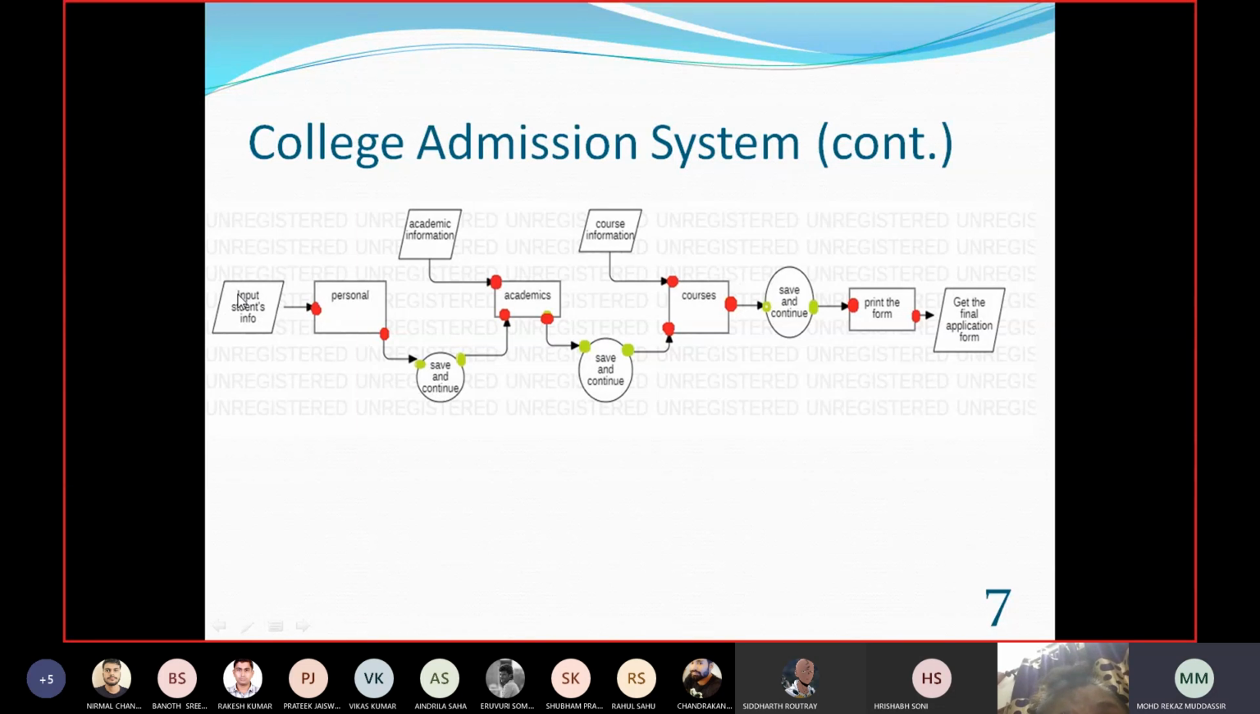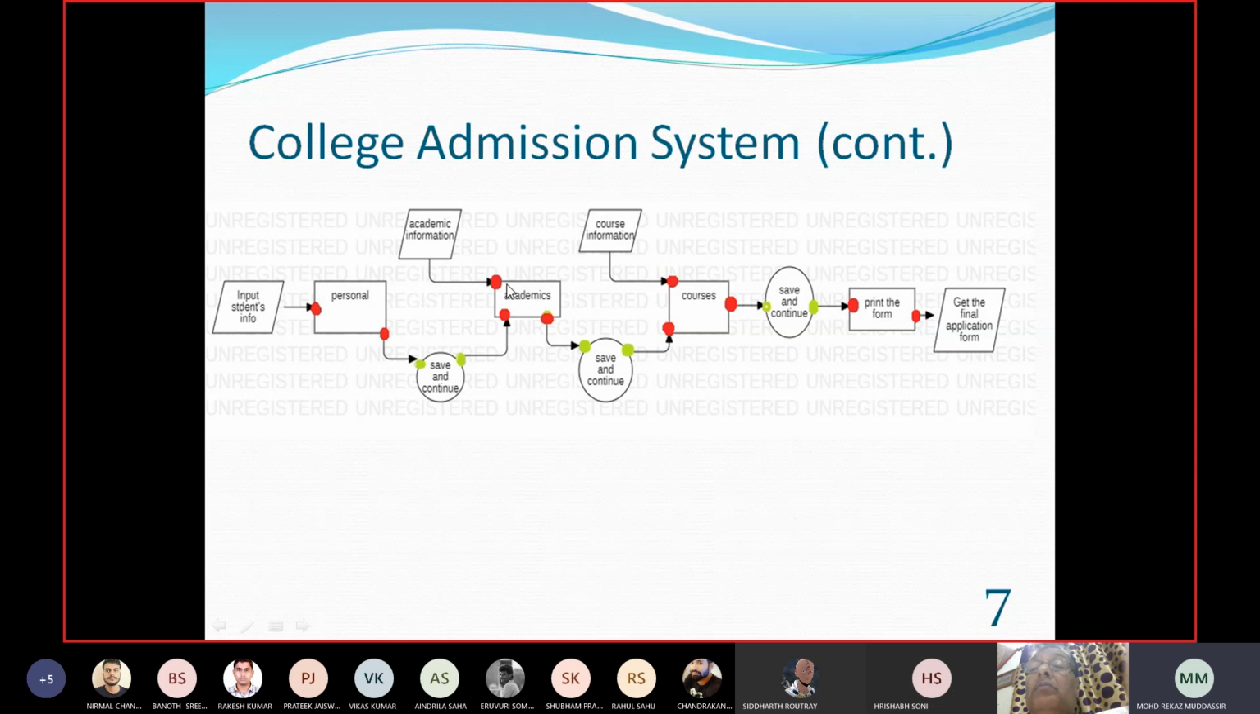And the same thing happens: first the student will input all his personal information, and for taking all the information we have used several scanf functions, like scan of student, scan of father's name, scan of mother's name, all that information. After the complete form gets filled, there will be an option of save and continue. As soon as we press the save and continue button, all the information will get updated into the application form, and then we move to the academics component.